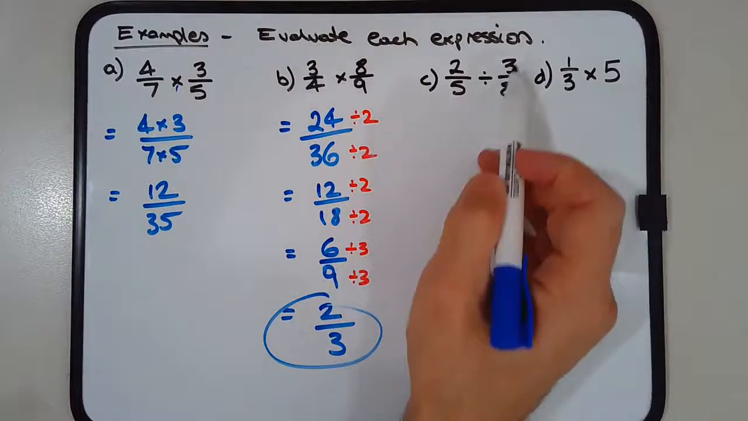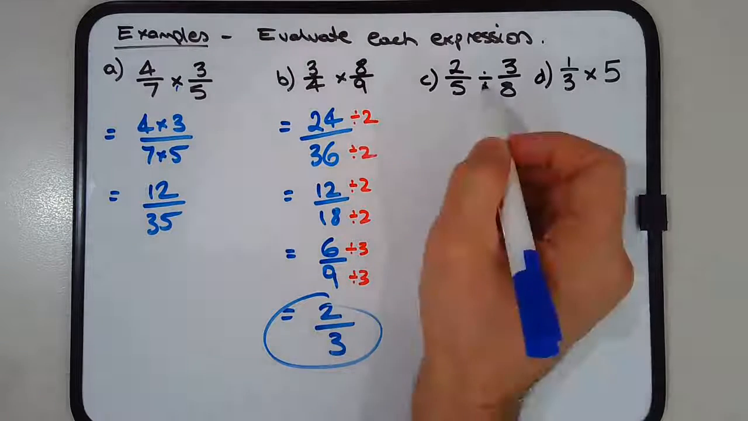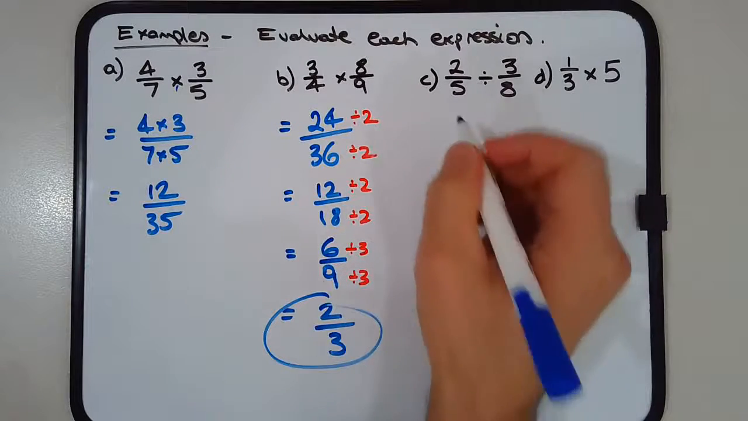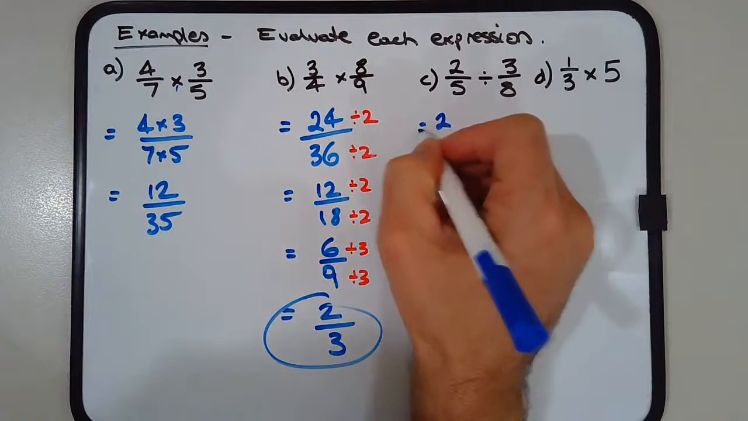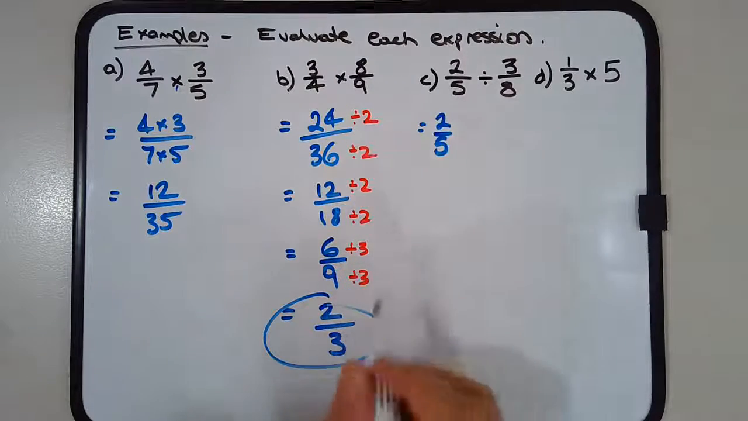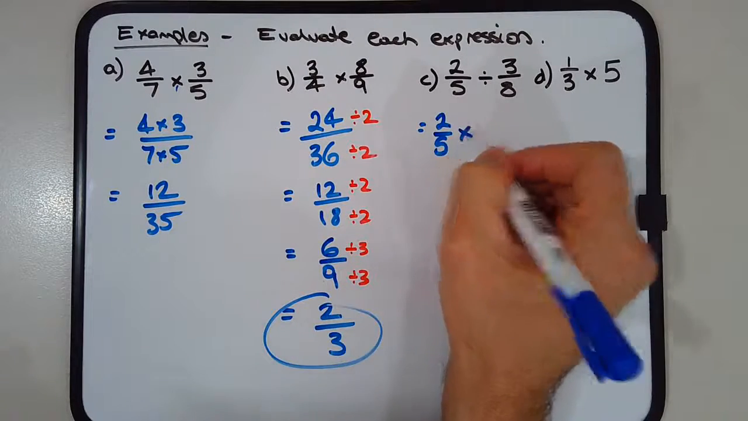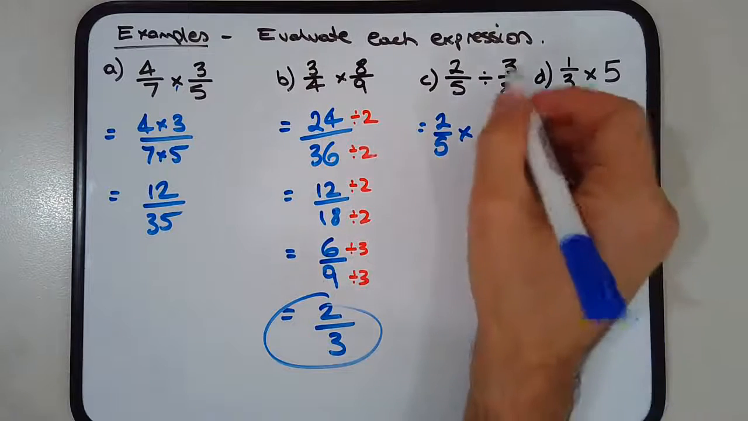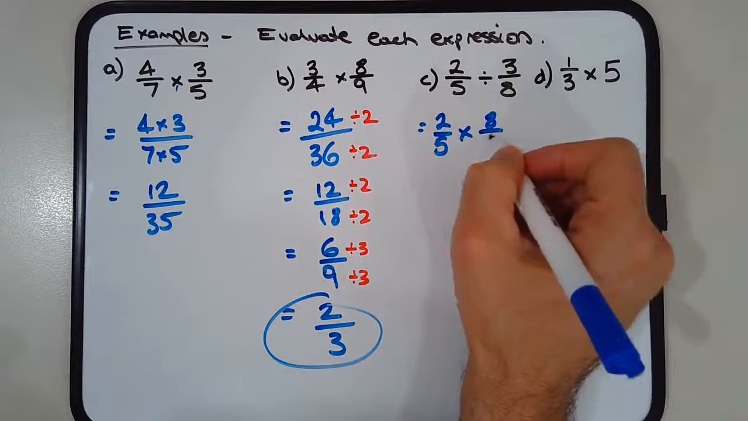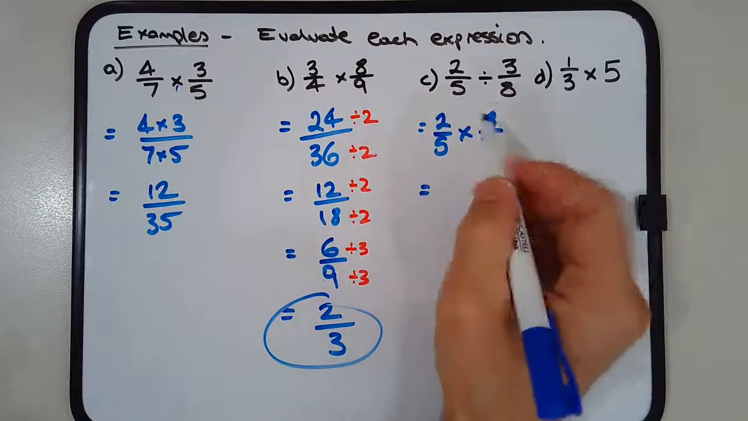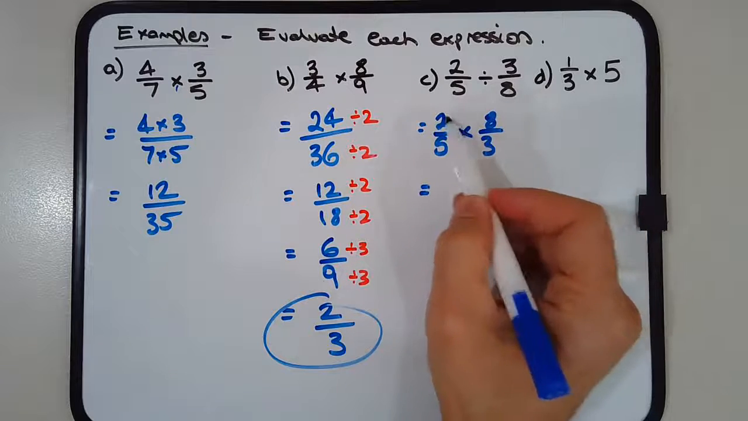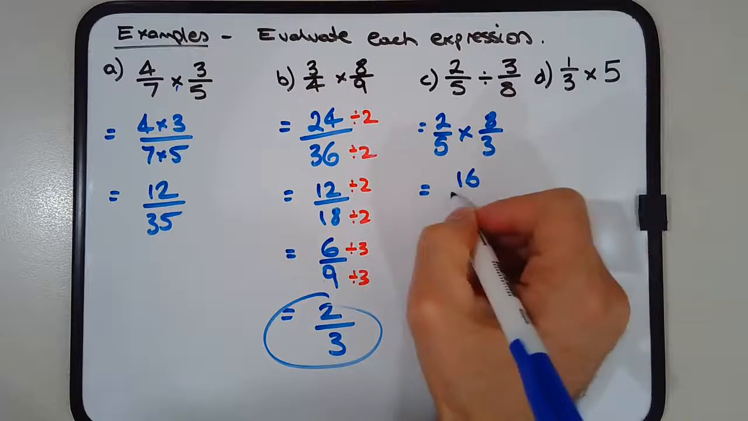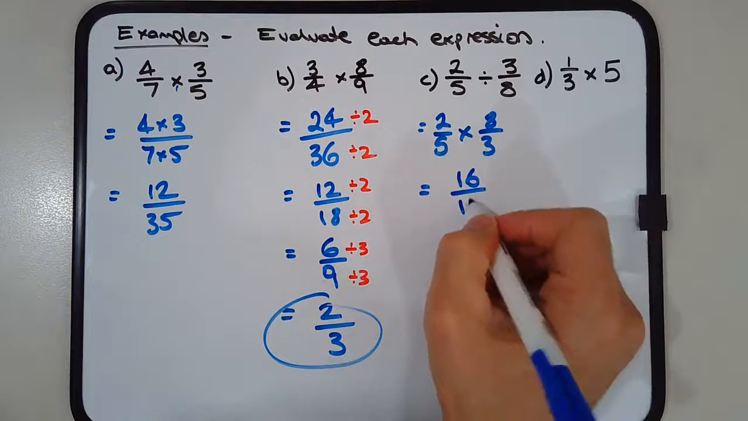All right, part C. 2 on 5 divided by 3 on 8. We're going to turn the division into a multiplication. Okay, so the first fraction, we'll leave it alone, don't do anything with that. We change the division into a multiplication, and we invert the second fraction. So that's going to be 8 over 3. So let's multiply across. 2 times 8 is 16. Okay, 5 times 3 is 15.